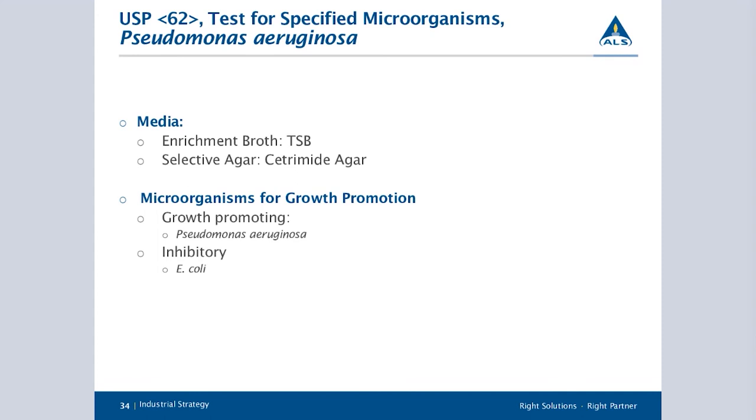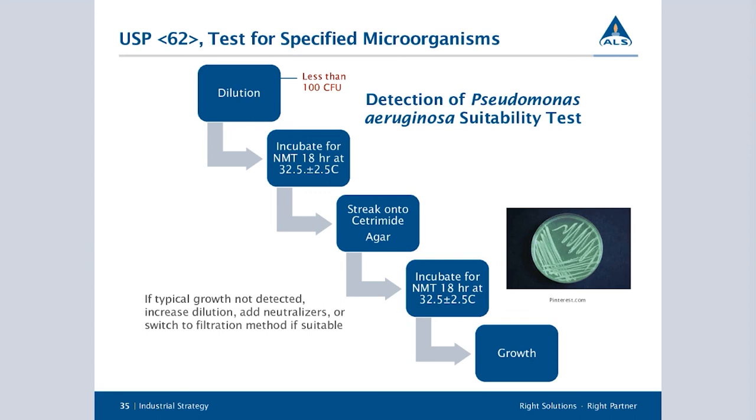For Pseudomonas aeruginosa, the enrichment broth is also TSB. The selective agar in this case is cetrimide agar. The growth promoting organism is Pseudomonas aeruginosa, but inhibiting the growth of E. coli. Very similar to the other methods, again, inoculating with less than 100 CFU and incubating at the minimal time period and looking for the growth on the agar plates.